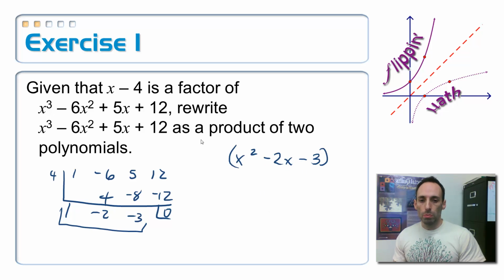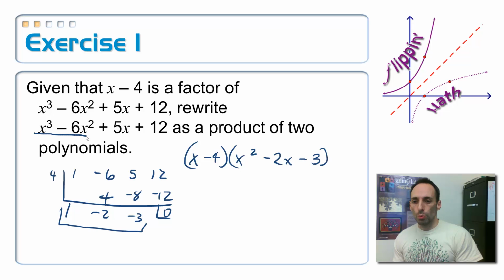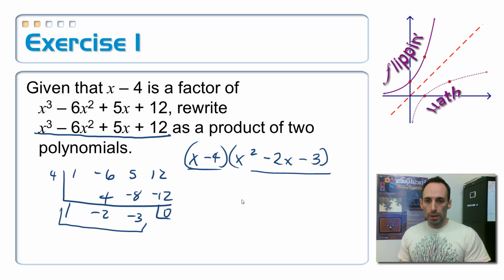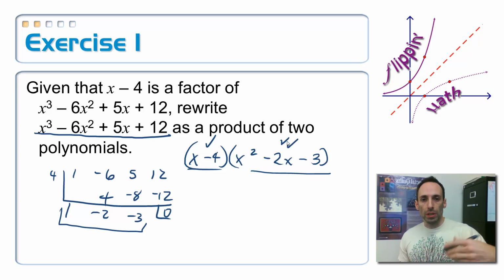So if I were to multiply that times what I divided by, which in this case is x minus 4, I have just written this cubic polynomial as a product of two polynomials. Now, what I'm trying to do ultimately, though, is take a look at these and say, are these both prime? This one is prime. You can't break it down anymore. But the second one, it's not. I can break it down further, and so I would keep going.